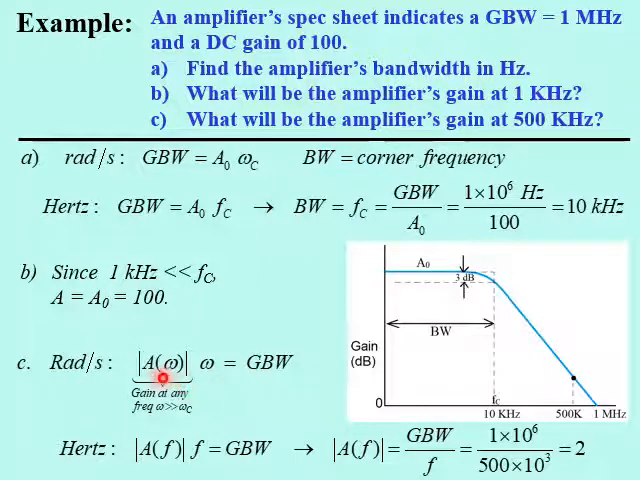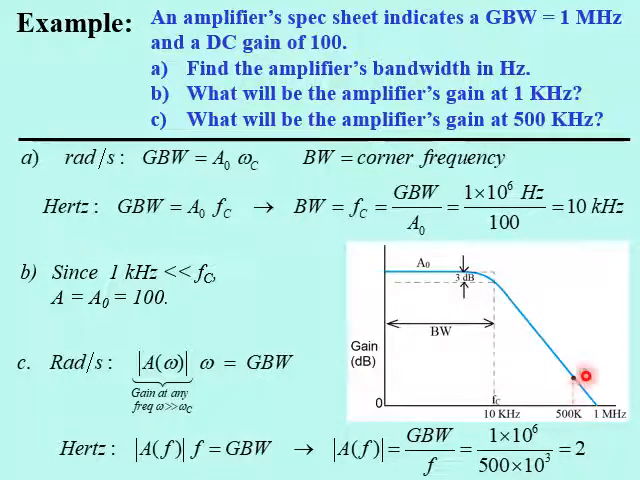So we can use our result from the previous slide. In radians per second, we have the gain at any frequency omega times omega is equal to the gain bandwidth product. So we're going to use the same formula and do it in hertz. The gain A sub F at any frequency F is equal to the gain bandwidth product in hertz divided by F. So we want to solve for the gain A sub F, which is equal to the gain bandwidth product, which again is 1 times 10 to the 6th, or 1 megahertz, divided by the frequency we're interested in, which is 500 kilohertz, 500 times 10 to the 3rd, and this comes out to just be 2.